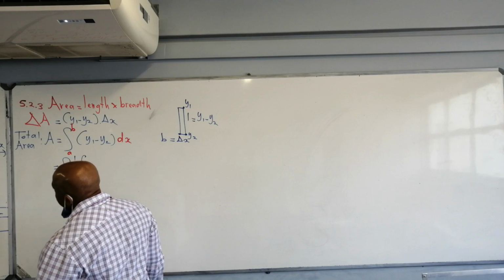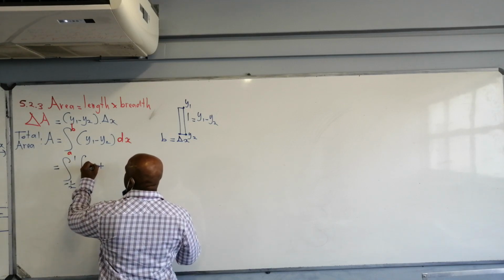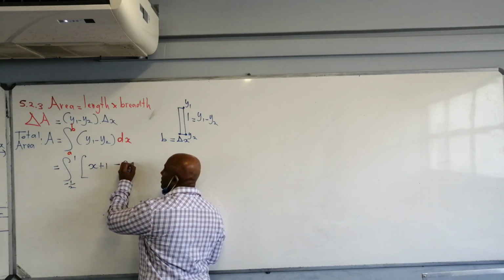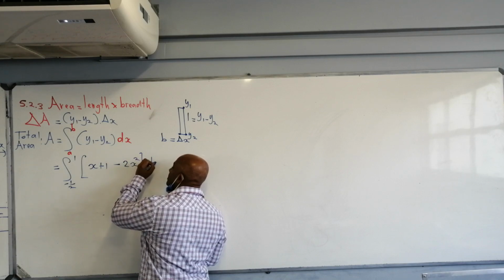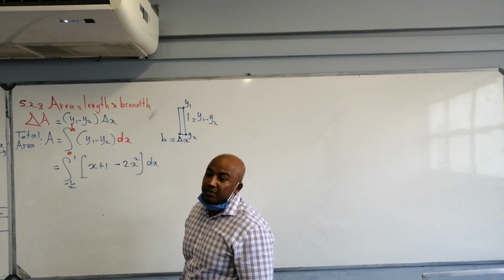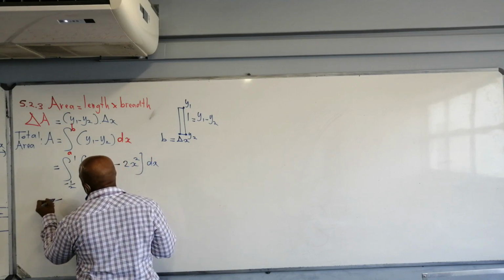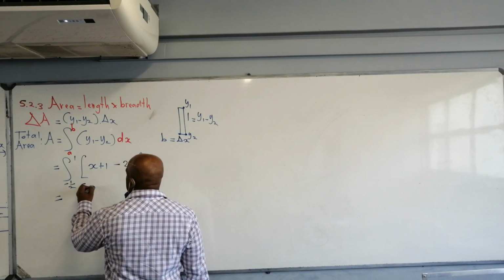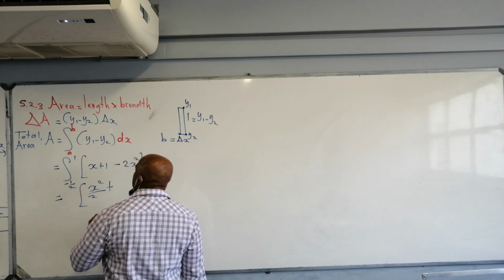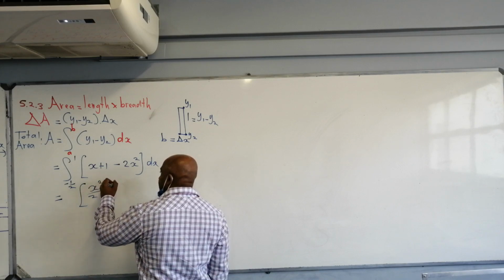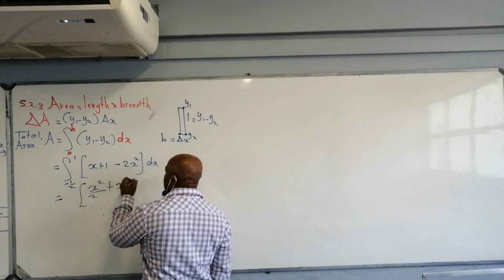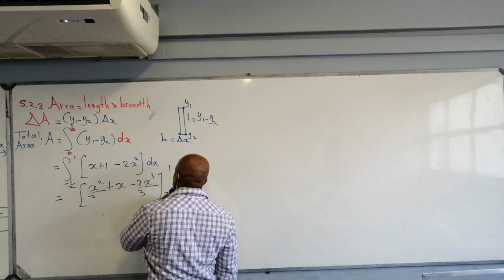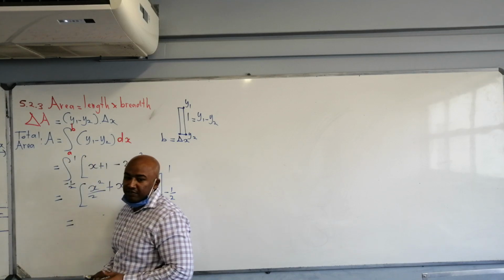y1, what is y1? y1 we labeled as x plus 1 minus y2, which is 2x squared, and this one is an easy one compared to other exam things. You can see the integration part is simple. So now we integrate. This is going to be x squared over 2 plus integrate 1, that will be x, integrate minus 2x squared, that will be minus 2x to the power 3 over 3, and we need to substitute 1 and negative half.